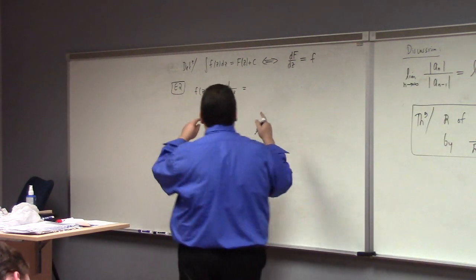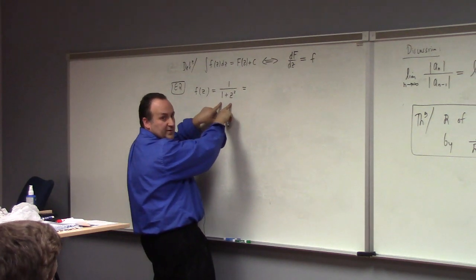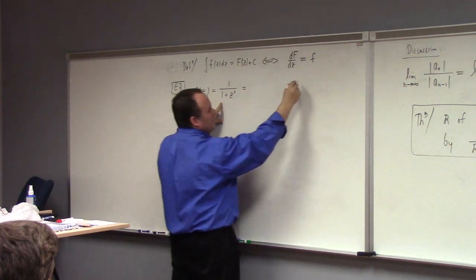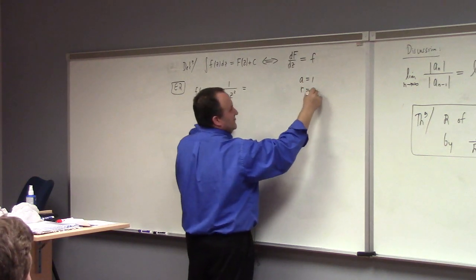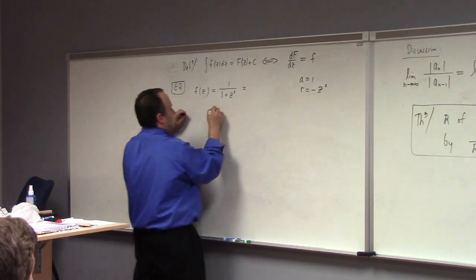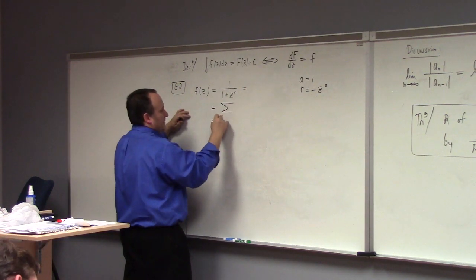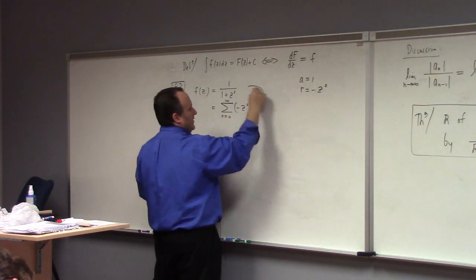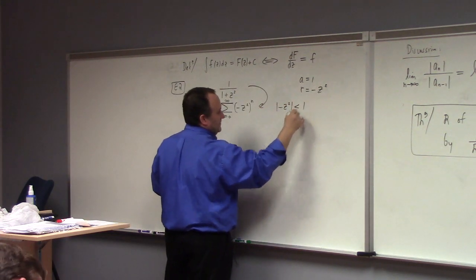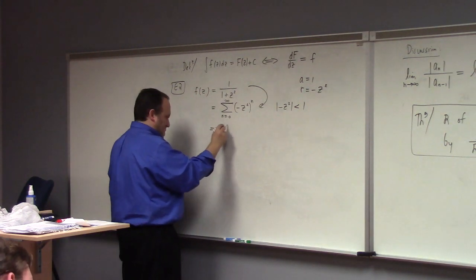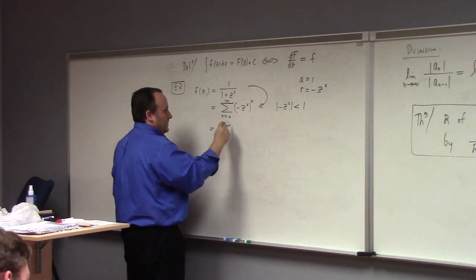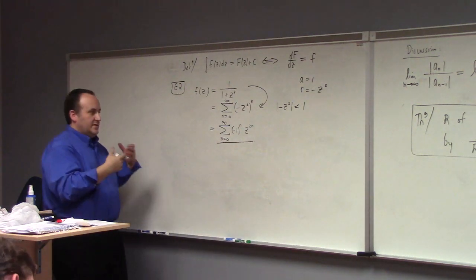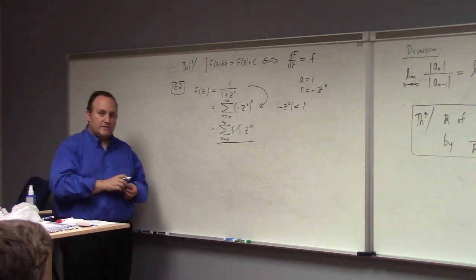So in Calculus 2, I teach people, aha, this is geometric. In my notation, did I do A or C? I can't remember. A equals 1 and R equals what? Minus z squared, yeah? So by the geometric series, this is straight up equal to the sum, n equals 0 to infinity, of minus z squared to the power n. Bam. And this is true when the modulus of minus z squared is less than 1. So this is the sum, n equals 0 to infinity, of minus 1 to the n, z to the 2n. There you go.